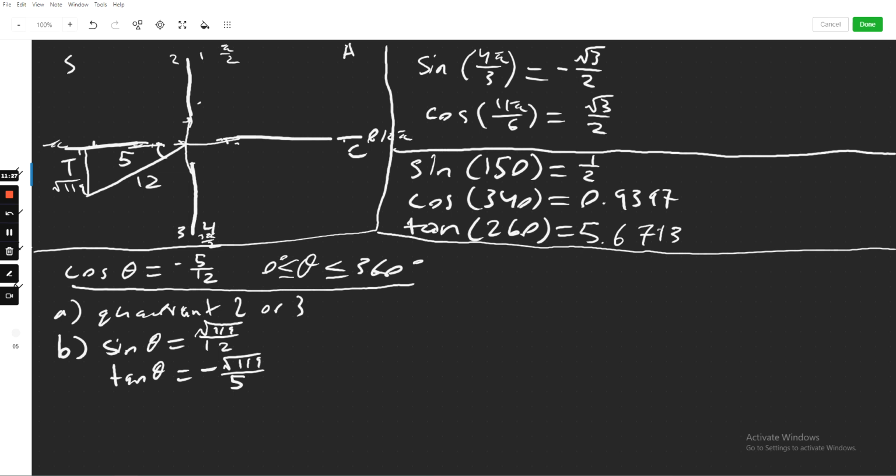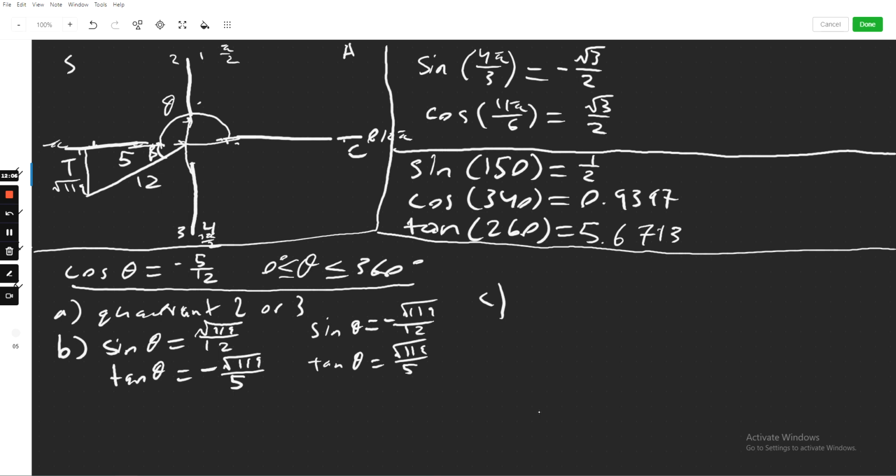So we have angle theta, which goes from 0 all the way to the terminal arm. We can use a related acute angle, beta, over here. So tangent theta would equal positive root 119 over 5, but sine theta in this case would be equal to negative root 119 over 12. So those are the primary trig ratios.